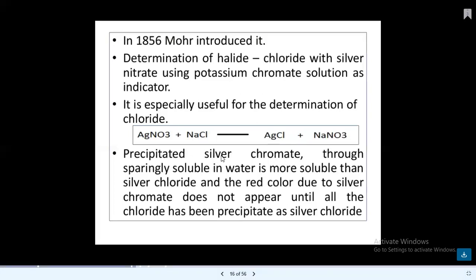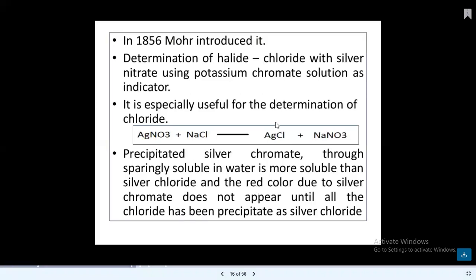Precipitated silver chromate, though sparingly soluble in water, is more soluble than silver chloride, and the red color due to the silver chromate does not appear until all the chloride has been precipitated as silver chloride. When you add that, you observe that a red color is formed, but when you shake the flask, the color will disappear. Why will the color disappear?